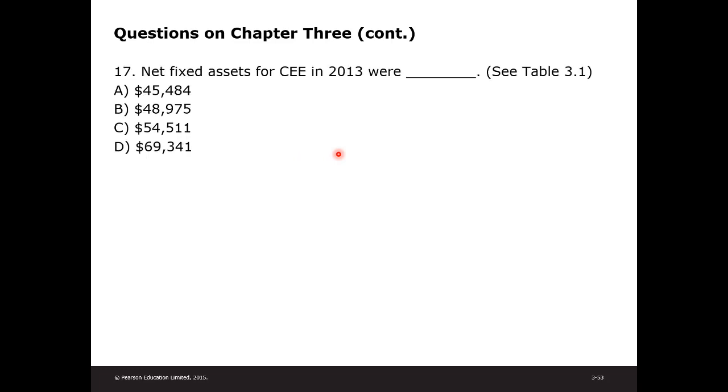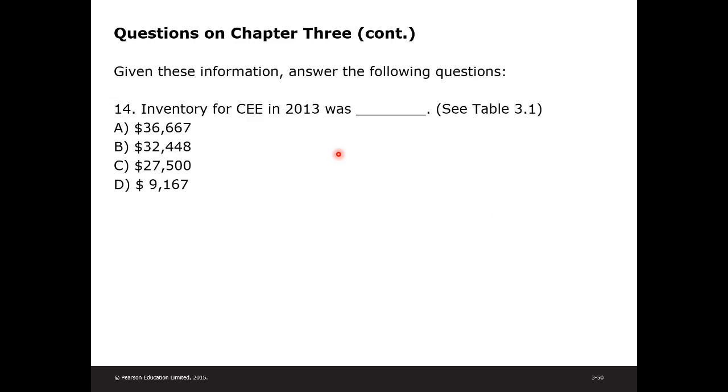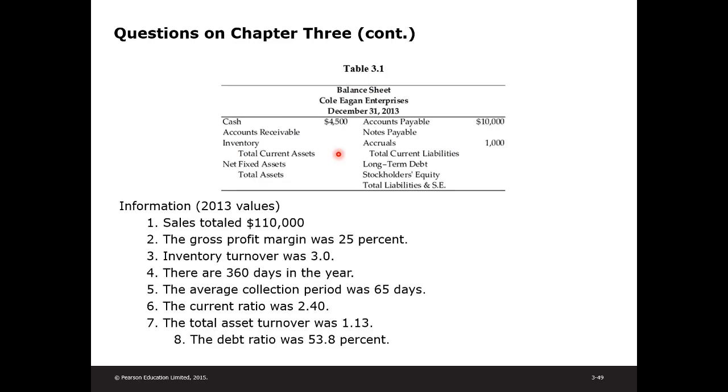Okay. Now let's calculate net fixed assets for CE in 2013. Let's go back to the balance sheet. As we can see here, net fixed assets is not calculated, and also total assets is not calculated, but we have the total current assets, so we need to calculate the total assets in order to come up with the net fixed assets. Okay, how can we calculate the total assets?